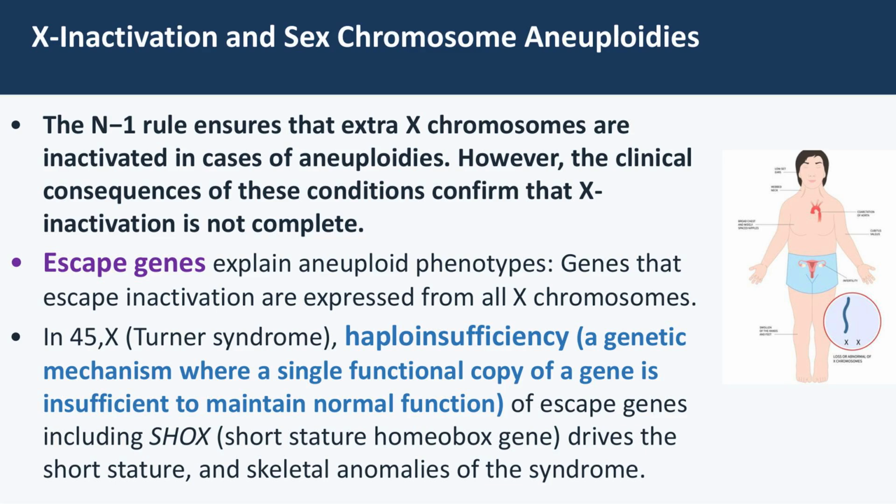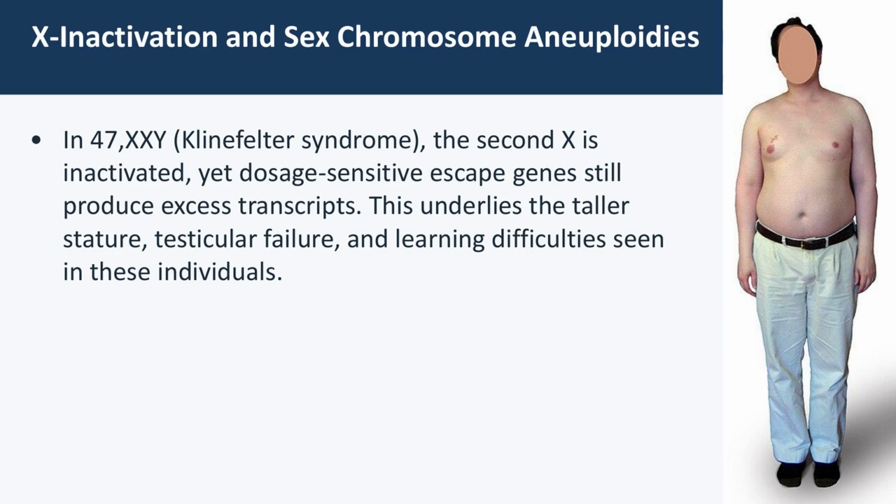The N-1 rule ensures extra X chromosomes are inactivated, but escape genes can still cause phenotypic effects, as seen in Turner syndrome. In Klinefelter syndrome, the second X is inactivated, but escape genes still cause learning difficulties and other symptoms, highlighting the complexity of X inactivation.